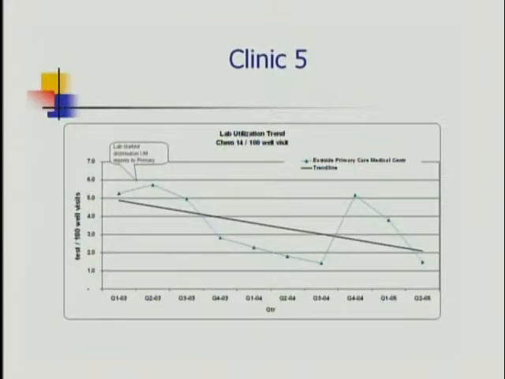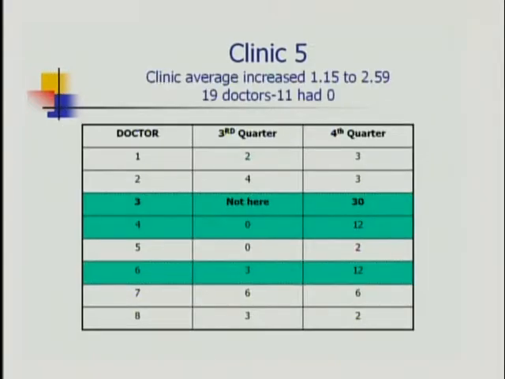And here's our last clinic, the clinic that actually went up. As you can see, their trend line was actually going down, and they were making great progress. I mean, look where they started. They were up at 5. And they were coming down very steadily. And geez, what happened? Well, again, it looks to me, in third quarter, we had a physician who wasn't here, and then suddenly they appear in fourth quarter, and look what happened. They're ordering chem panels on 30% of their well visits. It's like, man, somebody ought to slip the word to this guy.